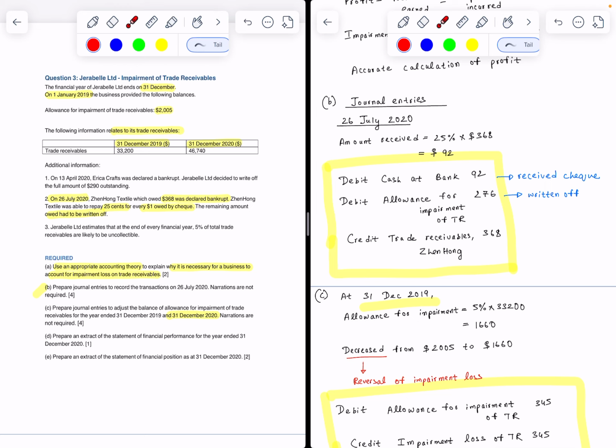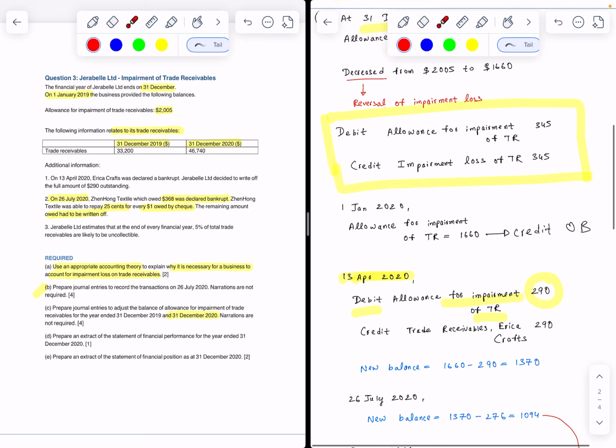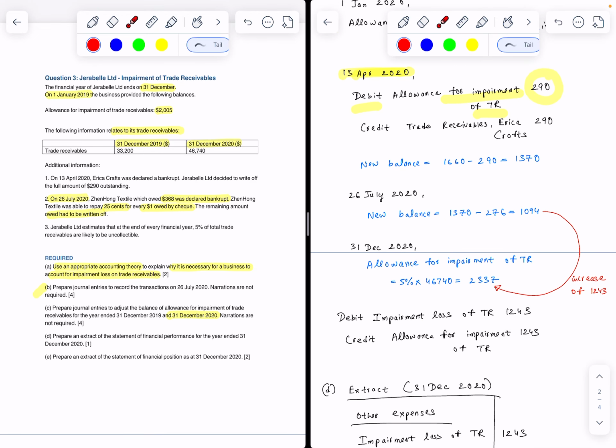So since the allowance for impairment of trade receivables is debited by $276 at 26 July 2020, we will take $1,370, which is the closing balance from 13 April 2020, and deduct this $276, which is the confirmation received from Zen Hong that they can't pay anymore. And that leaves us with a new balance for allowance for impairment of trade receivables of $1,094. Okay? The next thing is the end of the financial year at 31 December 2020.